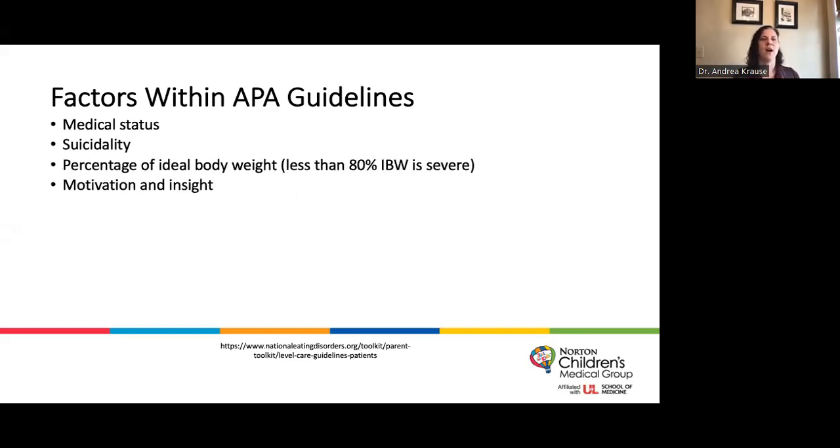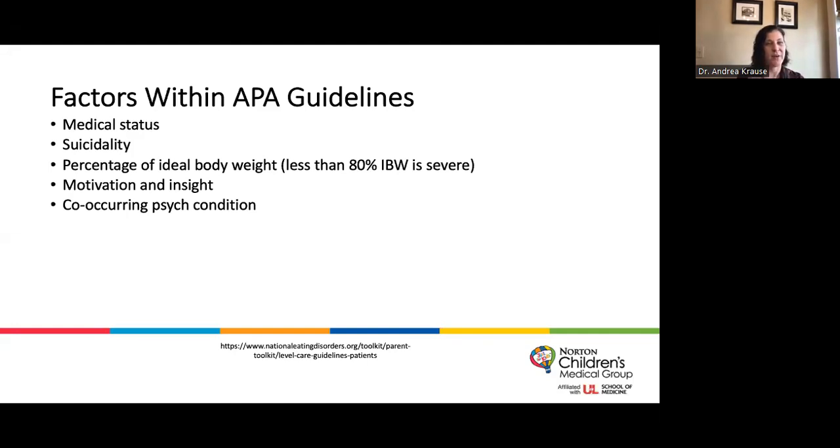Oh, there we go. Our percentage of ideal body weight. The key number to remember is 80% ideal body weight and under would be considered more severe. So it's a little hard to make that work for anything outpatient, intensive outpatient, or PHP sometimes even. And these centers, the closest PHPs in Cincinnati, have very specific guidelines, and they may not accept a child if they're too underweight for their program. Motivation and insight is key.